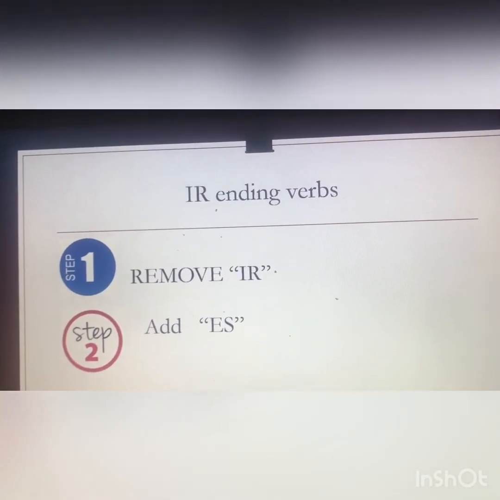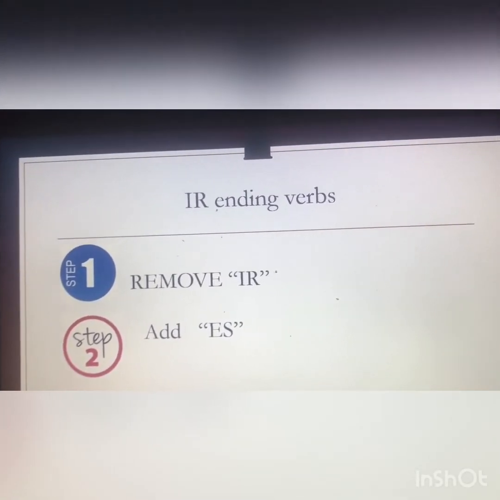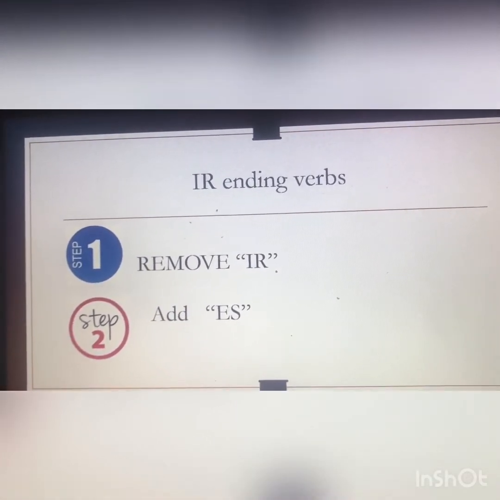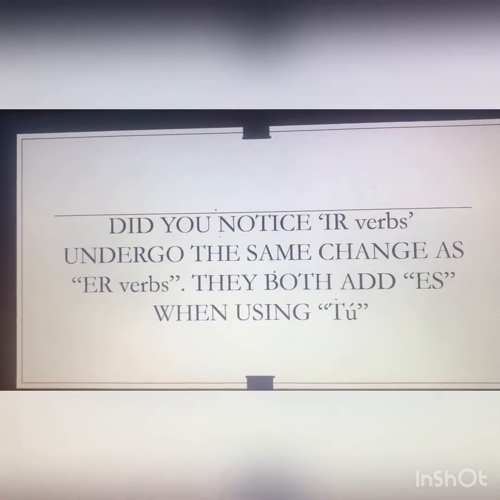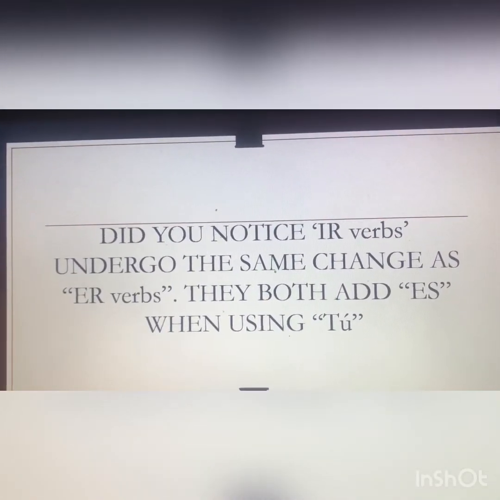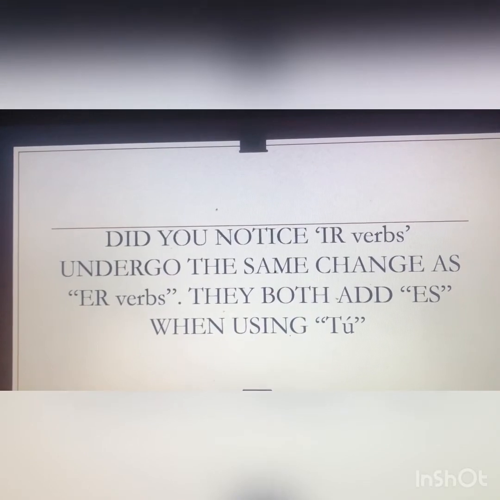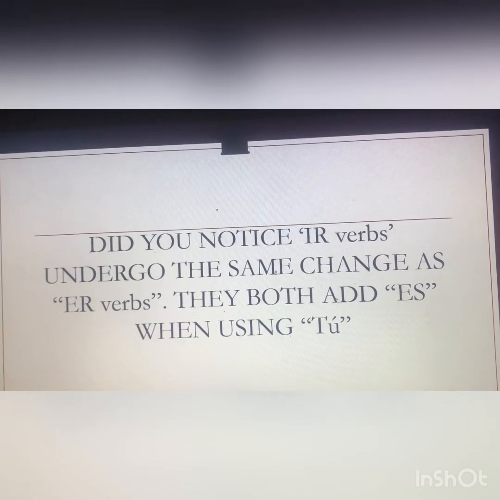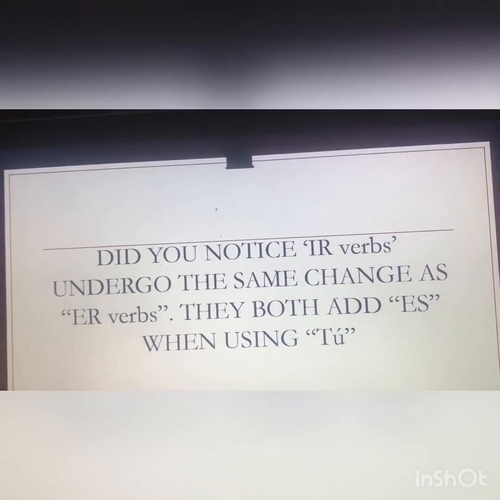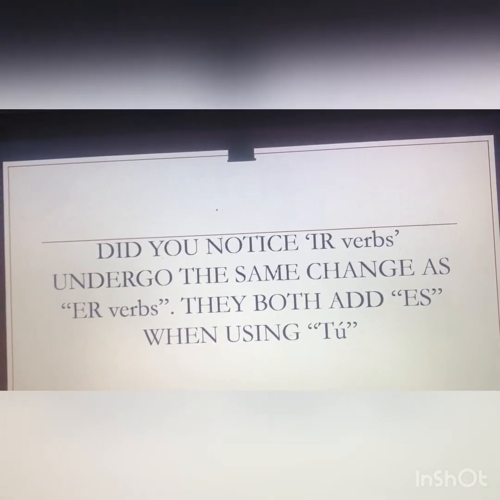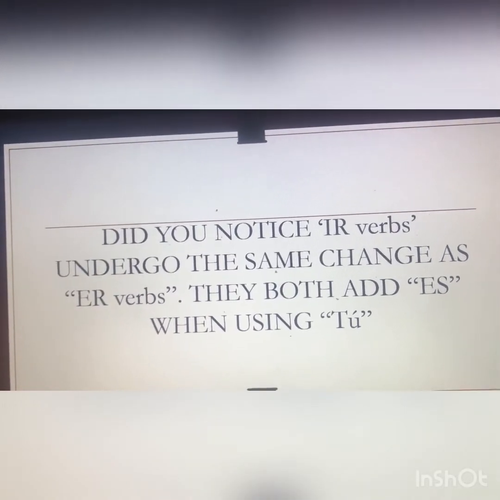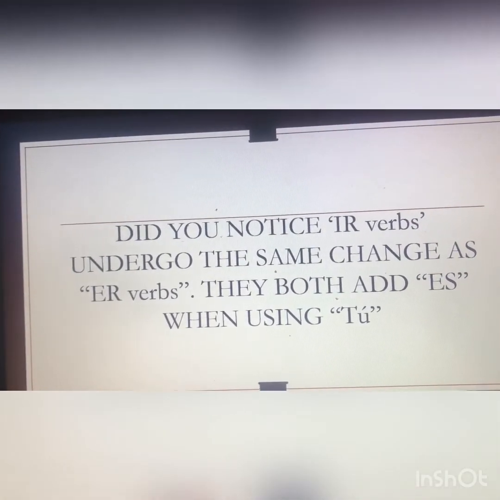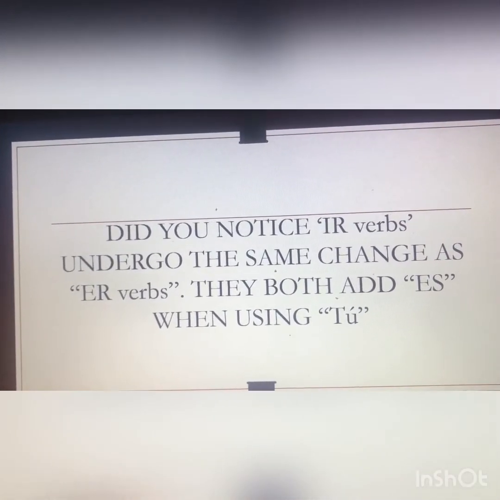Alright, now for the IR ending verbs. These are the verbs that we said end with an IR. So step 1, we're going to remove the IR. Step 2, we're going to add an ES. Now, you might have noticed or realized that the IR verbs undergo the same change as the ER verbs. For both of them, you remove their endings and then you add an ES when you're using tú. So you can say that the IR verb likes to follow everything that the ER verb does, right? So for both of them, you remove their endings and you would add an ES.